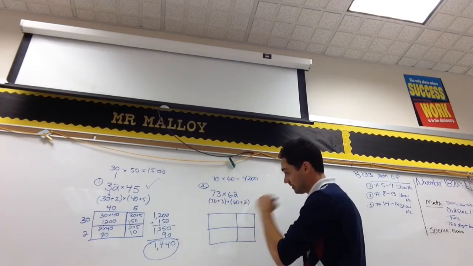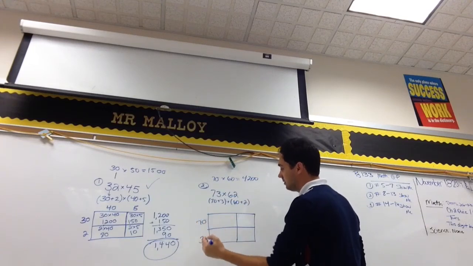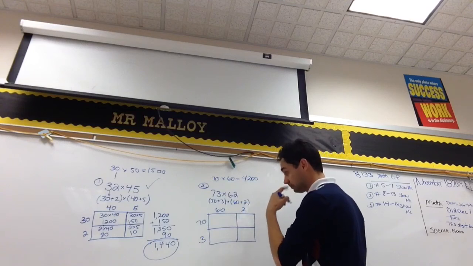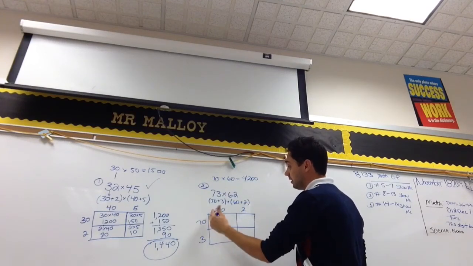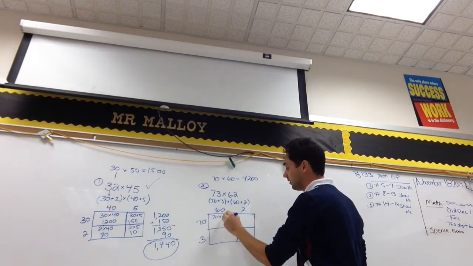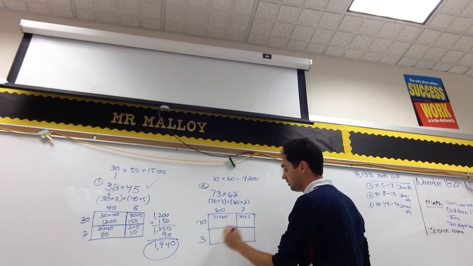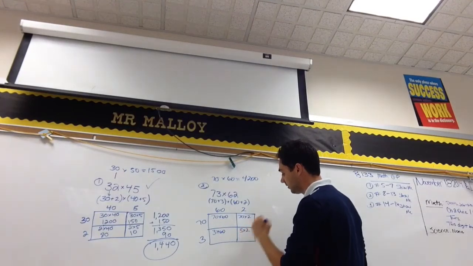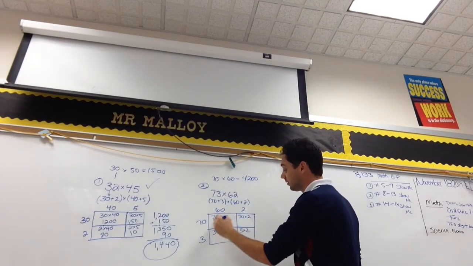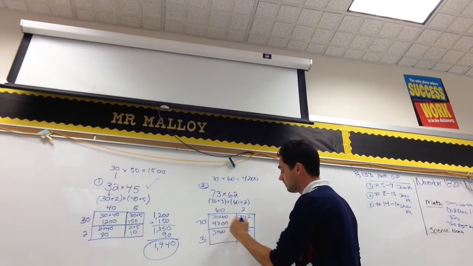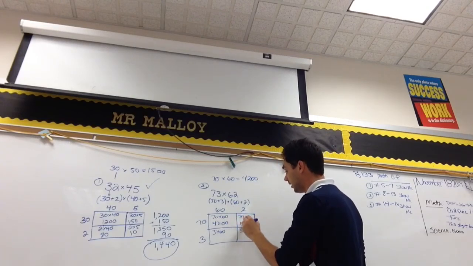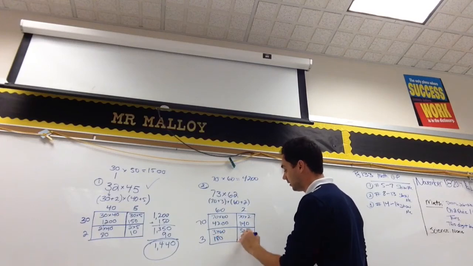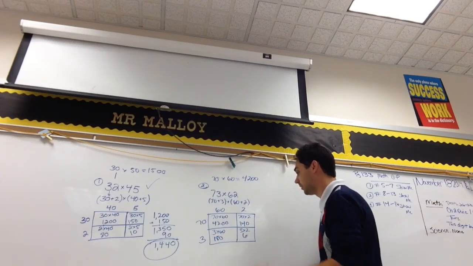Put the numbers in. 73 and 62. So this would be 70 times 60, 70 times 2, 3 times 60, 3 times 2. 7 times 6 is 42. Put the zeros on. 7 times 2 is 14. Put the 0 on. 3 times 6 is 18. Put the 0 on. 3 times 2 is 6. And then we start adding them up.